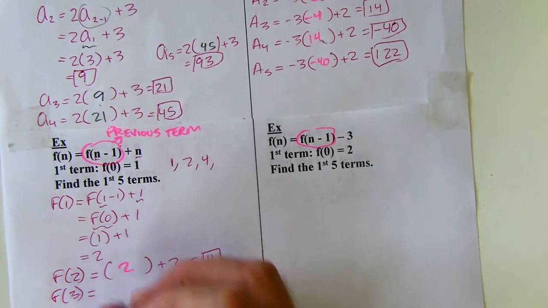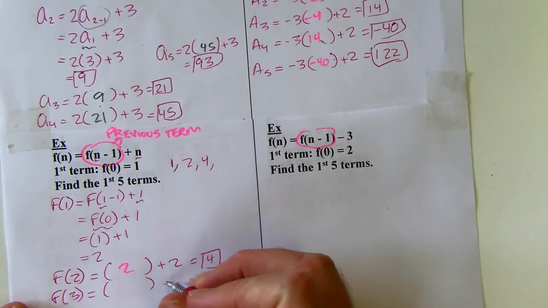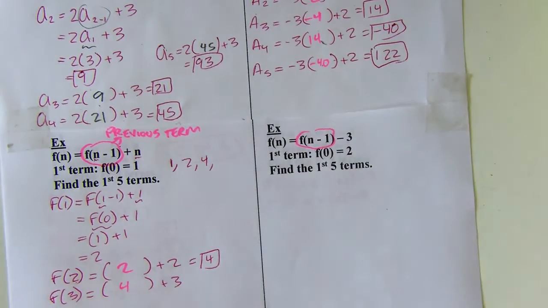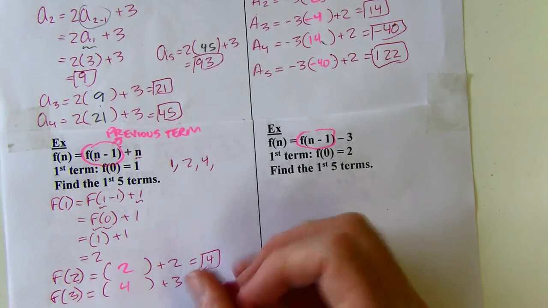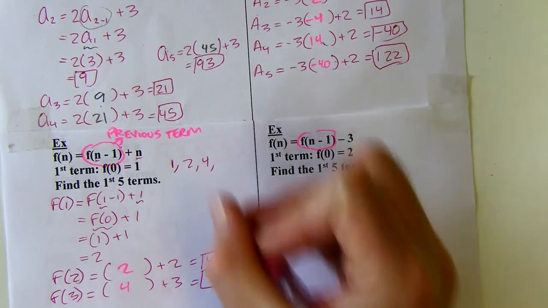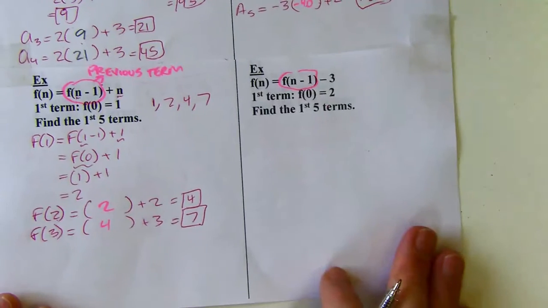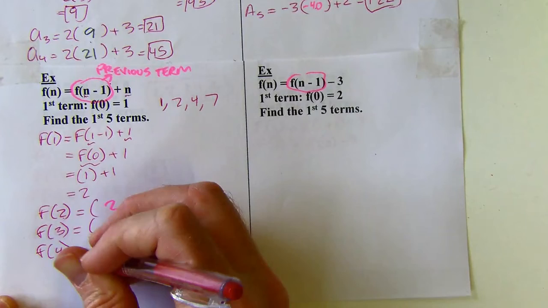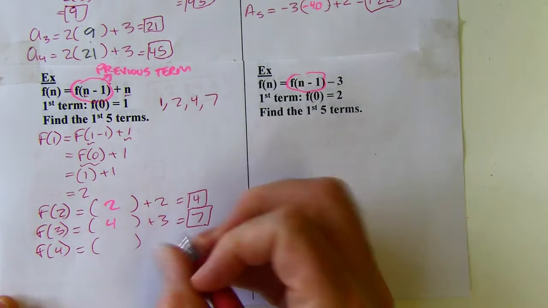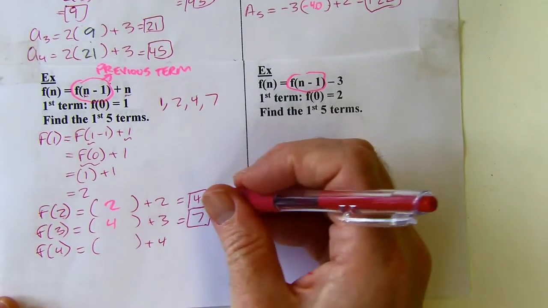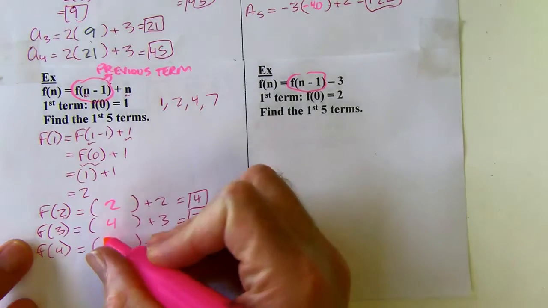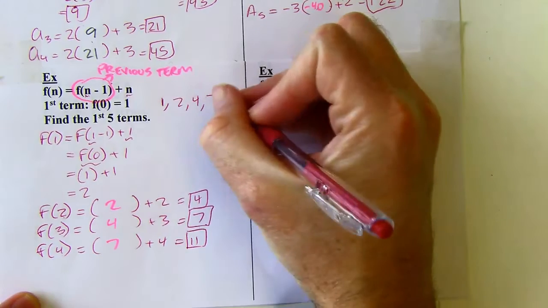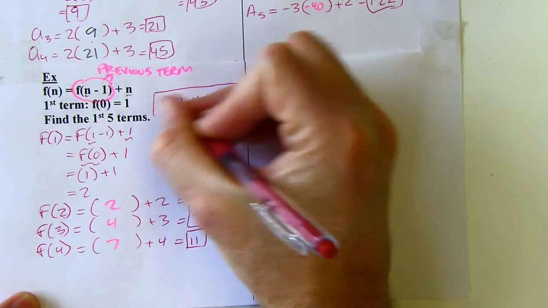Now I've got my previous term plus 3, right? My previous term is 4. So 4 plus 3 is 7. Okay, so let's see, I've got 4 terms, need 1 more. I'm going to take my previous term plus 4. 4 is my n now. Previous term 7, so 7 plus 4 is 11. So there's the first 5 terms. So it's also built on the previous term.